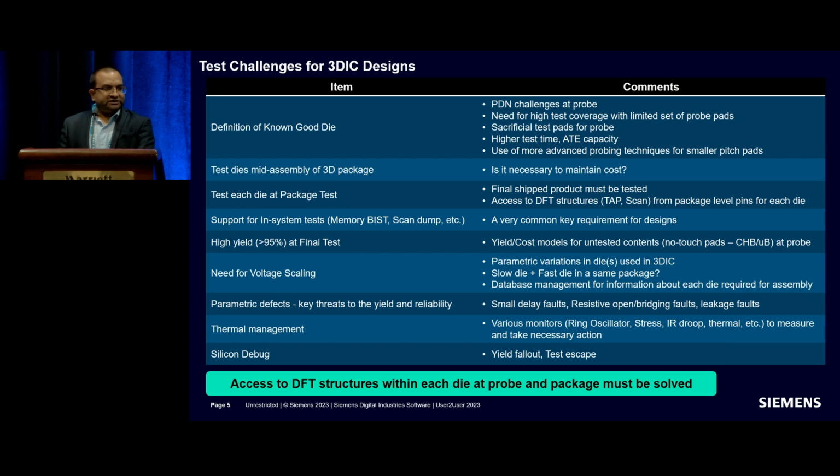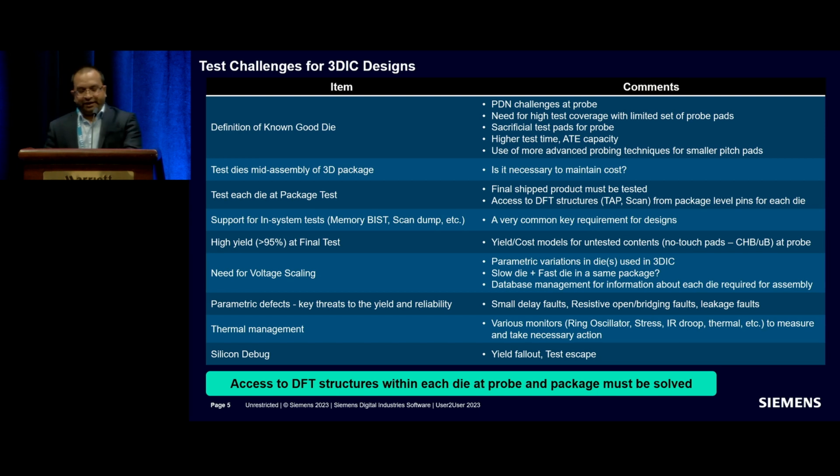The PDN is a challenge at the wafer level because you don't have all the contacts at the probe because of the micro bump or the hybrid copper bonding. And we don't have the advanced probing technique. We're still dealing with 130 micron probe pitch on the ATE. So to define a known good die, there is a lot being done on the wafer, and that increases the test cost and the tester capacity.